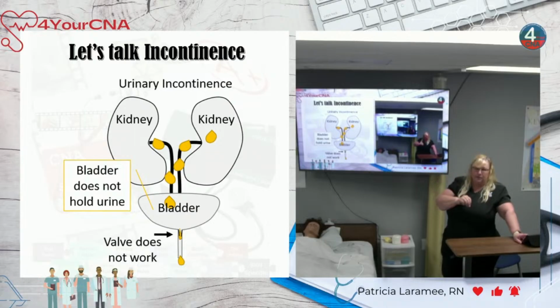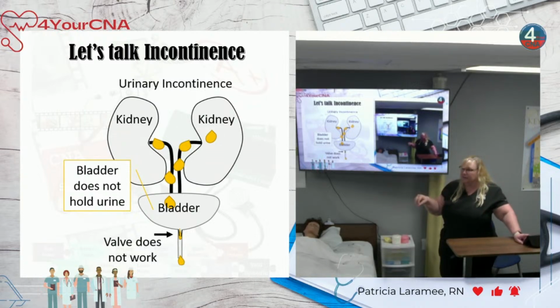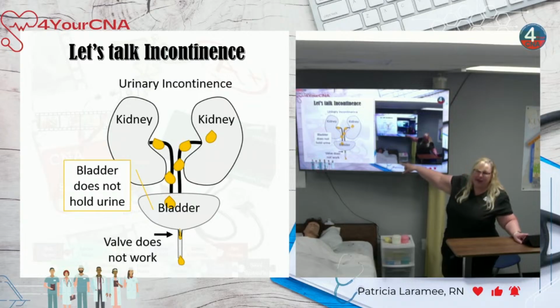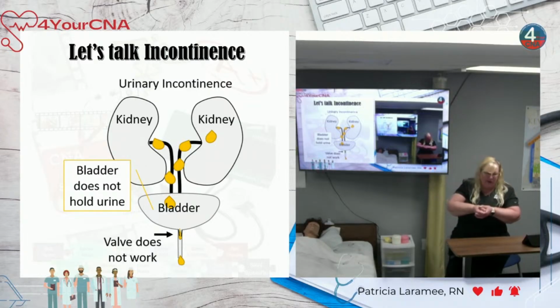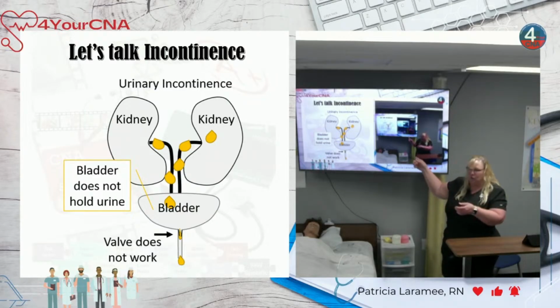Before meals, after meals, every 2 hours. And patients that are incontinent, it's every 2 hours around the clock. I'm not asking that valve to hold urine for 8 hours. That's not fair to that valve. It's just trying to get on its feet. So we're going to take that patient to the bathroom every 2 hours around the clock to exercise that valve. It only takes 3 to 5 days usually for bowel and bladder training to kick in.